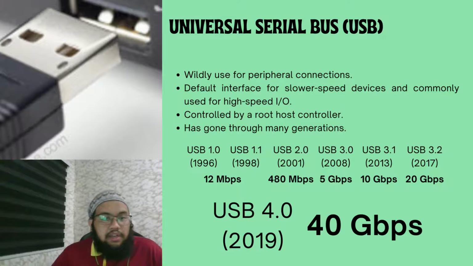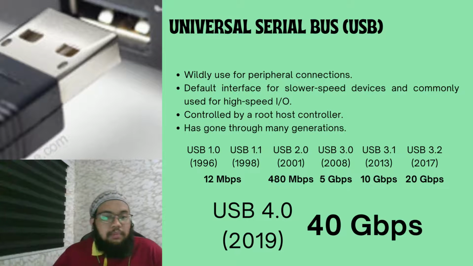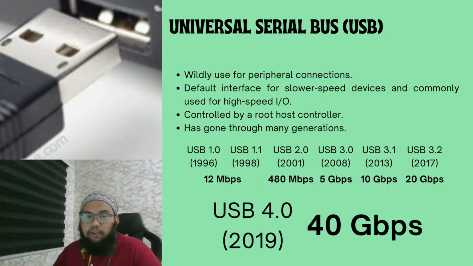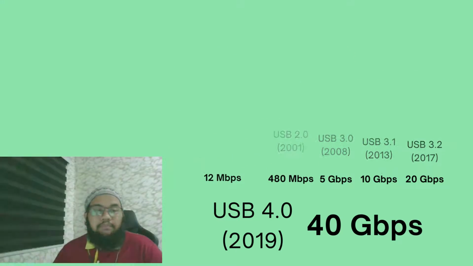And the first generation, the full speed rate is 12 megabits per second. But right now, USB 4.0 in 2019 has a full speed rate of about 40 gigabits per second.